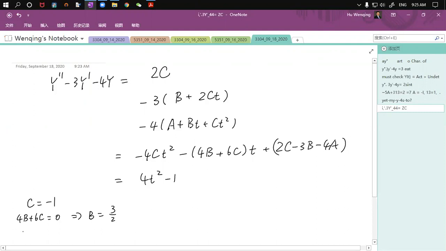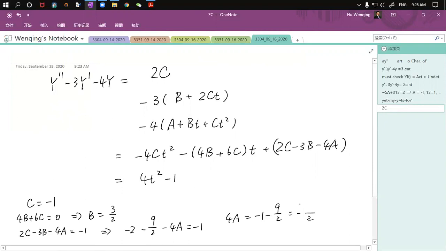You're going to see that 2c minus 3b minus 4a is equal to minus 1. And this is going to tell you c is minus 1, so minus 2, right? So minus 3b is 9 over 2, minus 4 times a is minus 1. So that 4 times a is actually equal to minus 1 minus 9 over 2. So it's minus 2, so that's 11. So that a is equal to minus 11 over 8.